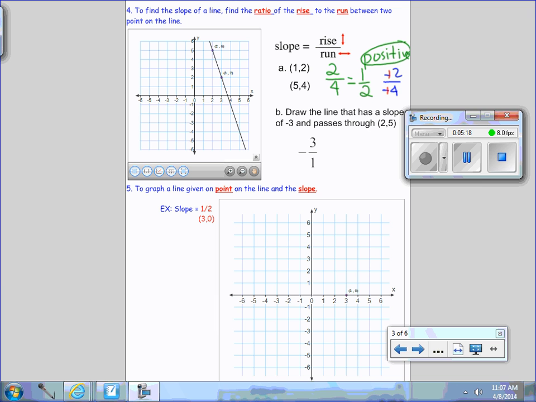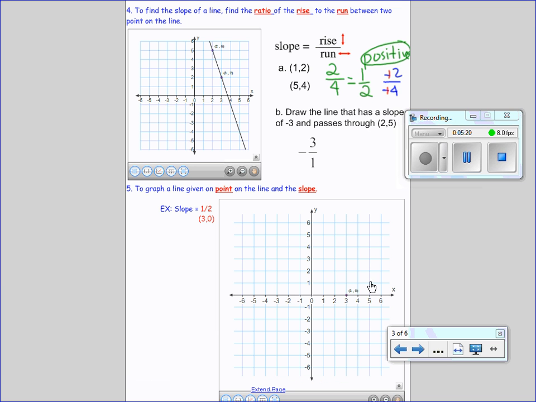So I'm going to rise 1, run 2, 1, 2. I'm going to rise 1, run 2. See, there it is still. If I wanted to go backwards and do a -2 and go down 1, that would be 2 negatives and it'd still be there. Rise 1, run 2. So there you've plotted a slope of 1/2 from the given point 3, 0.